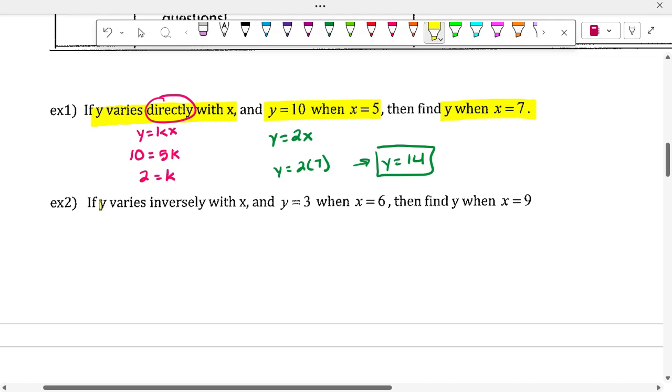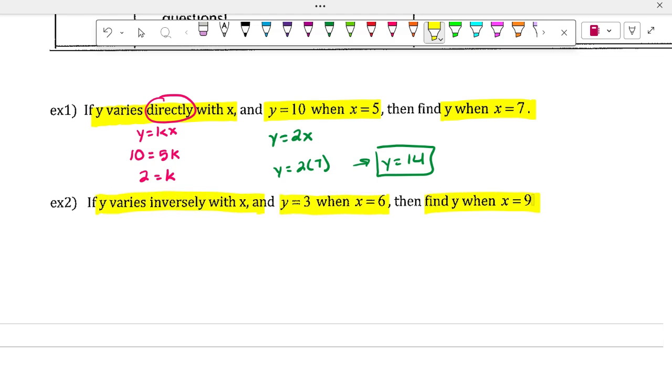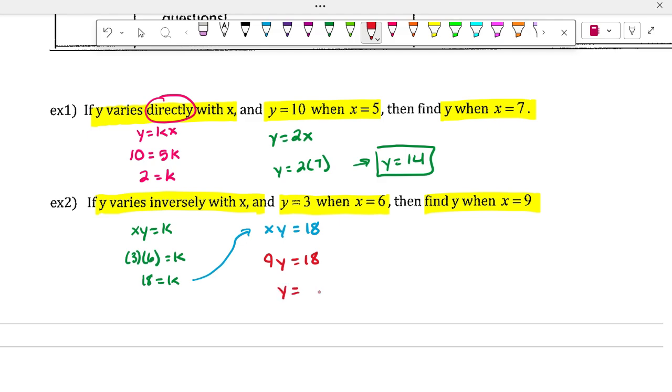Now, y varies inversely with x. Y is 3, x is 6. Find y when x is 9. So we have xy is equal to k. So that means I have 3 times 6 is equal to k. That's 18 is equal to k. So if I rewrite that, x times y is equal to 18. So if I plug in the 9 in for this x, I have 9y is equal to 18. What's y have to equal? 2.